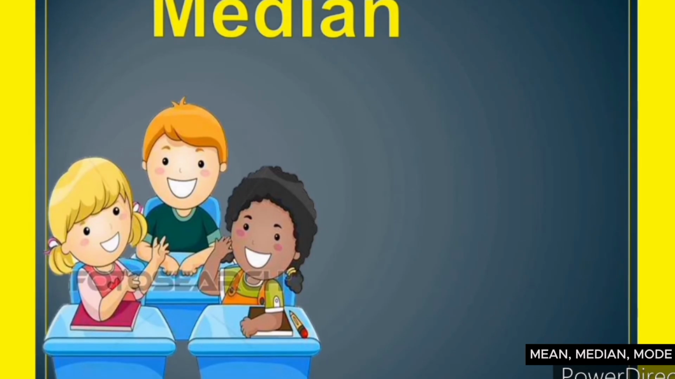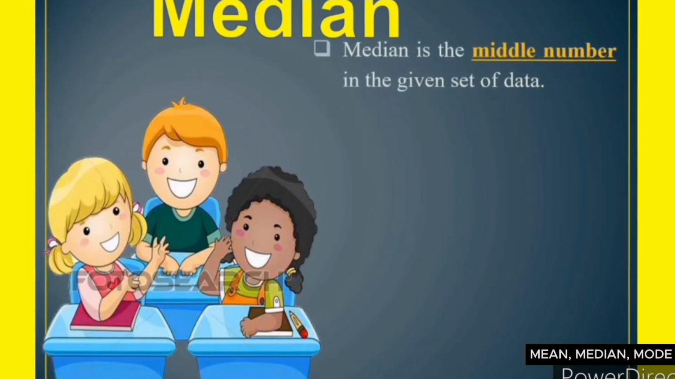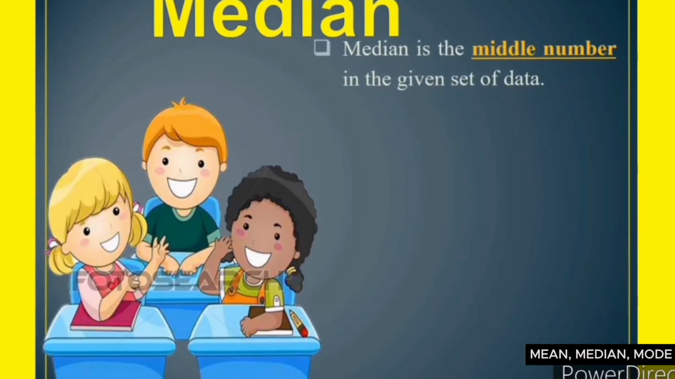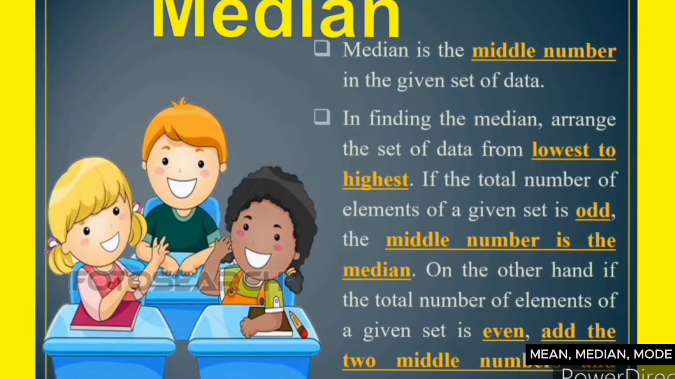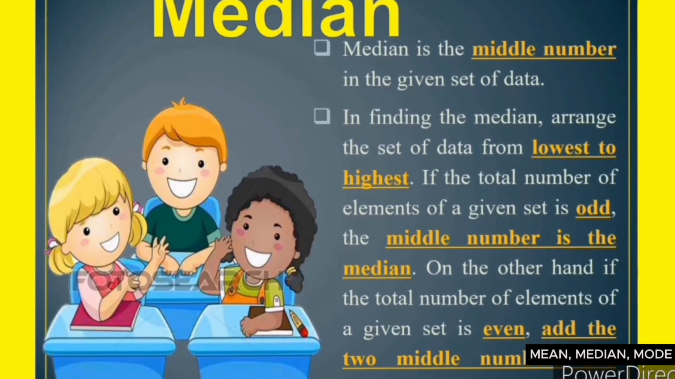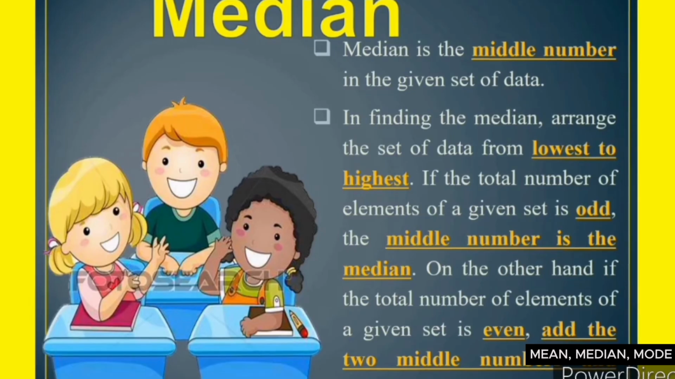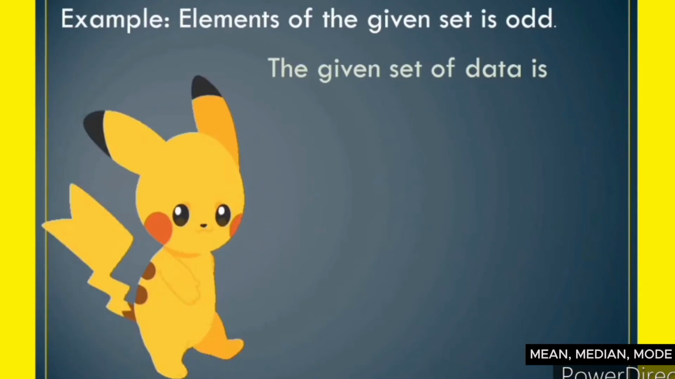Second is the median. Median is the middle number of the given set of data. In finding the median, arrange the set of data from lowest to highest. If the total number of elements of a given set is odd, the middle number is the median. But on the other hand, if the total number of the elements of a given set is even, add the two middle numbers and divide it by 2.